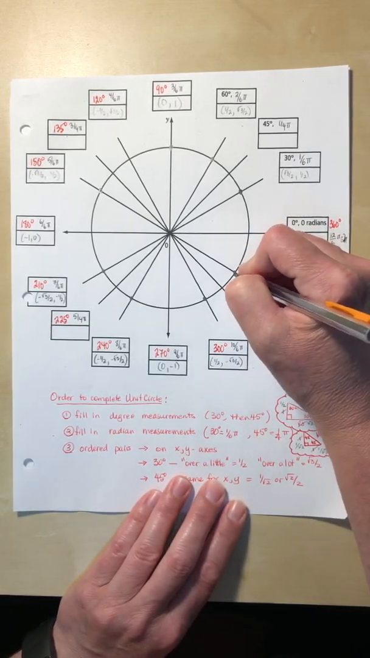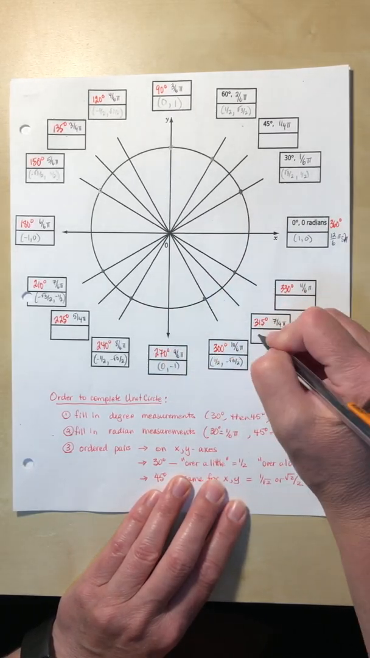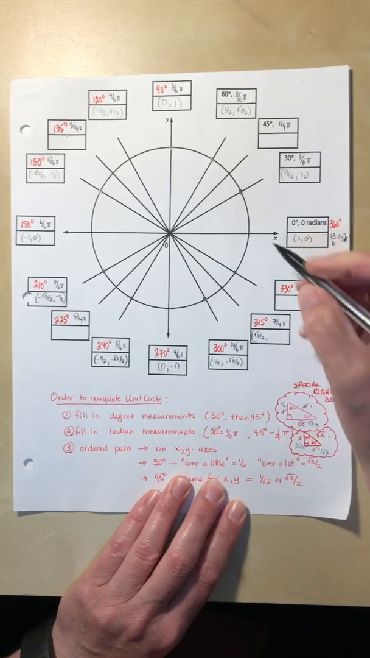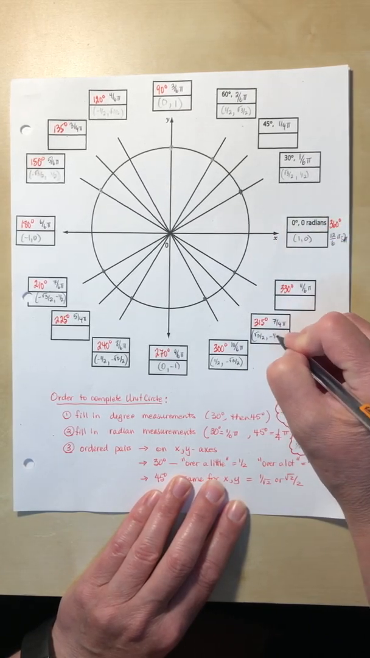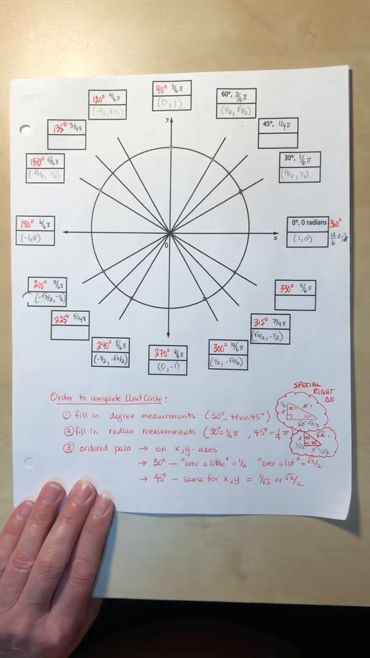330 degrees, we're over a lot and down a little. So it's a positive root 3 over 2 for my x, and down a little is a negative 1/2. That gives us all our ordered pairs. Now we just have to go back and do our 45s.